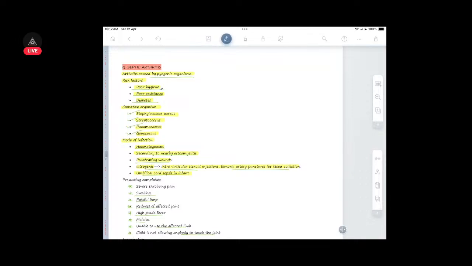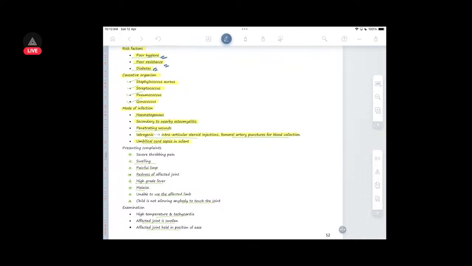So risk factors again: poor hygiene, poor resistance, diabetes, caused by the normal organisms. It can be hematogenous, secondary, penetrating wound, iatrogenic, steroid injection, umbilical cord sepsis.